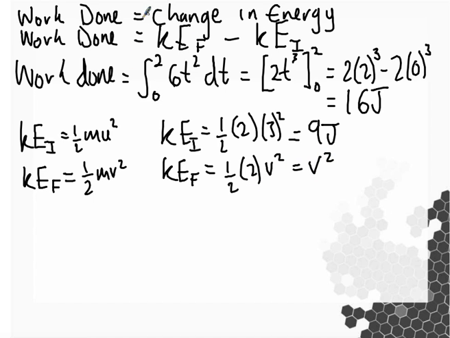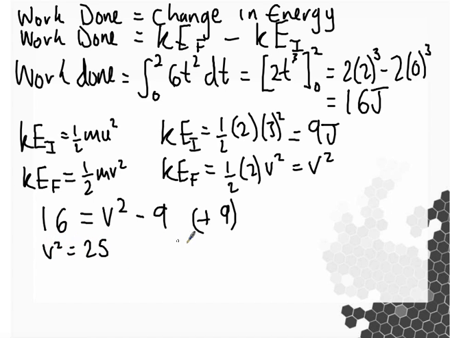So if I now substitute this into my work energy principle, what I know is that the work done is 16 joules, the final energy is v squared, and the initial energy is 9. So if I add 9 joules to both sides, I get v squared equals 25. And if I square root both sides, remembering that this is just a positive square root because it's a positive velocity, it's increased, we get an answer that the velocity is 5 meters a second.